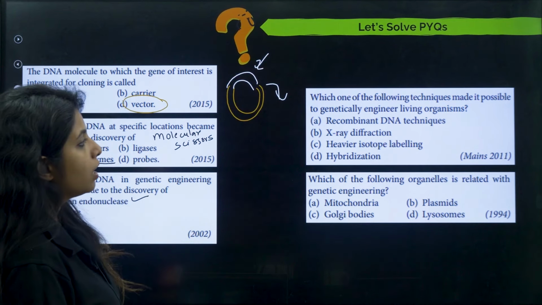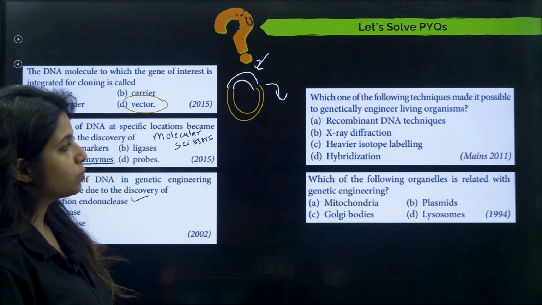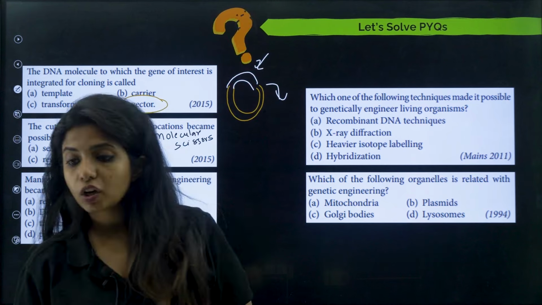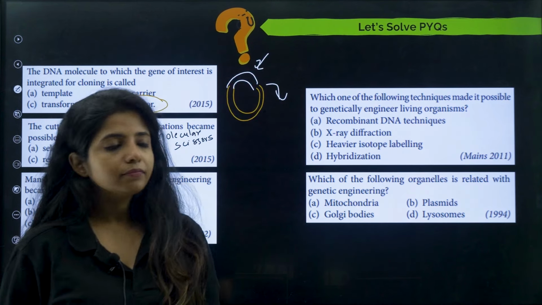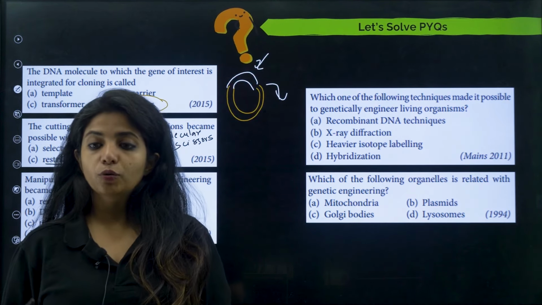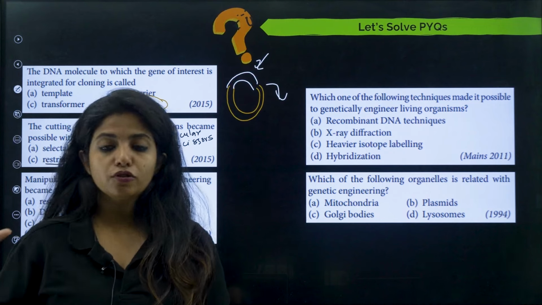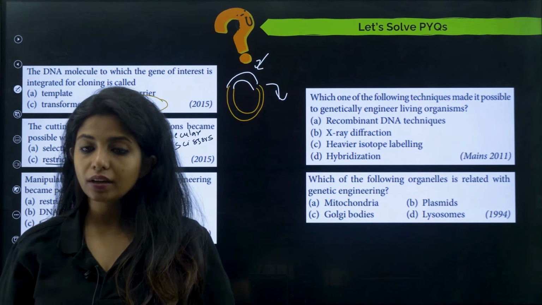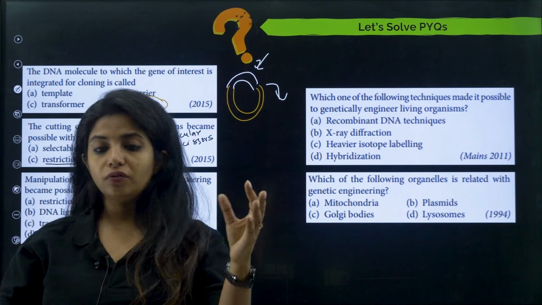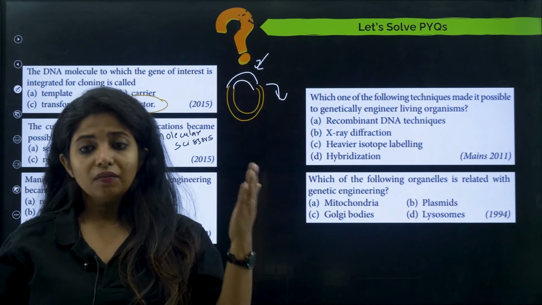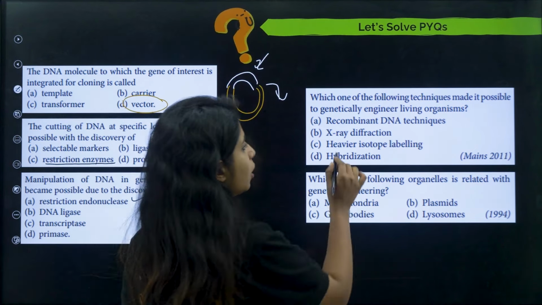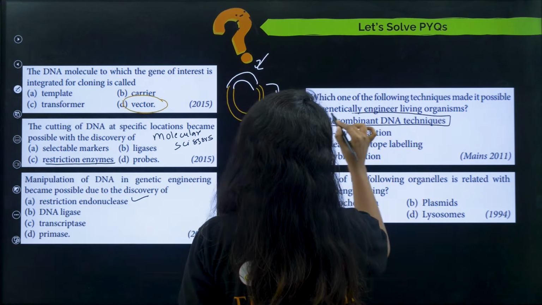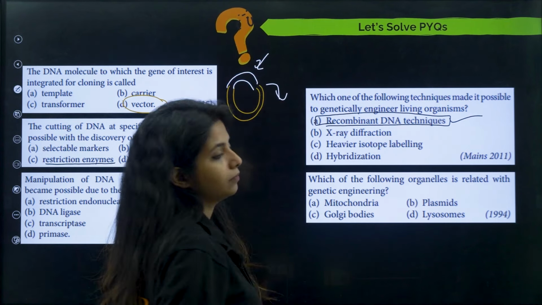Now, which one of the following techniques made it possible to genetically engineer living organisms? You might go with hybridization, but let me tell you, it's wrong. In hybridization, you're not genetically engineering. Basically, you're taking plants which have good varieties and you're trying to merge them. That's it. When you're genetically engineering, you're talking about recombinant DNA techniques. This becomes the answer.